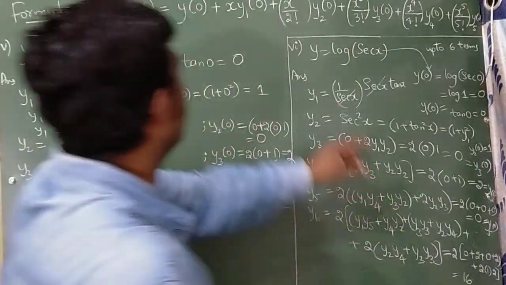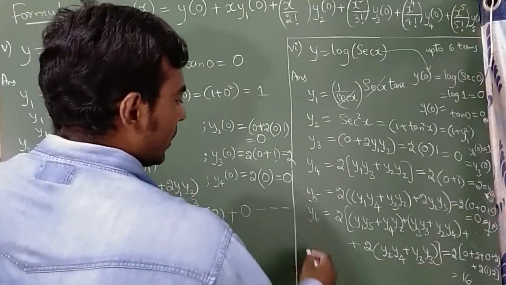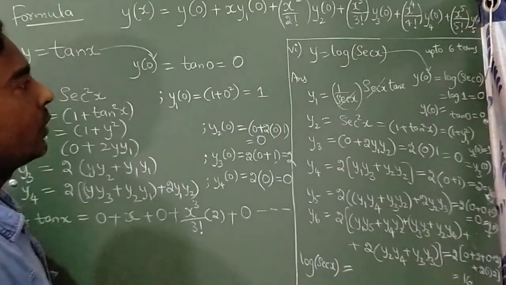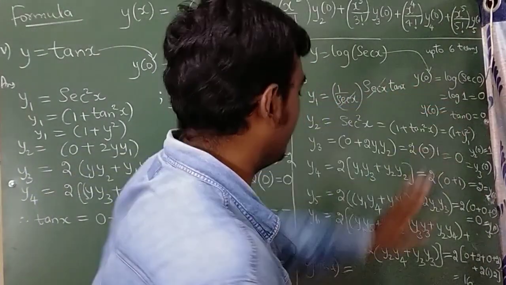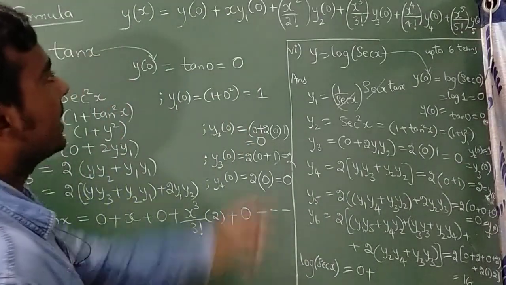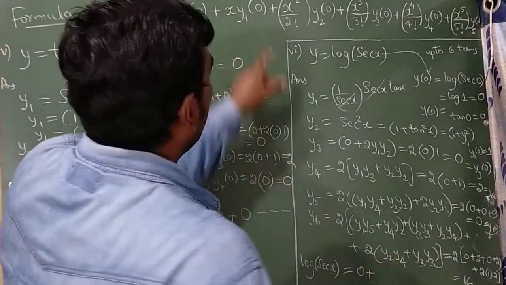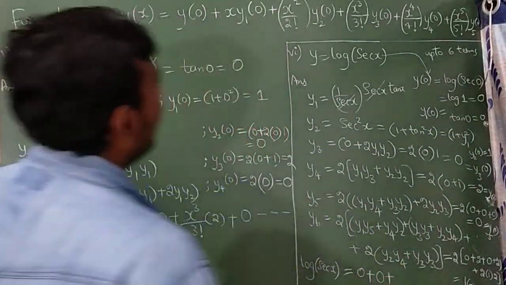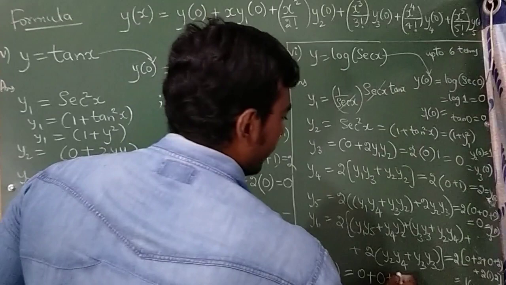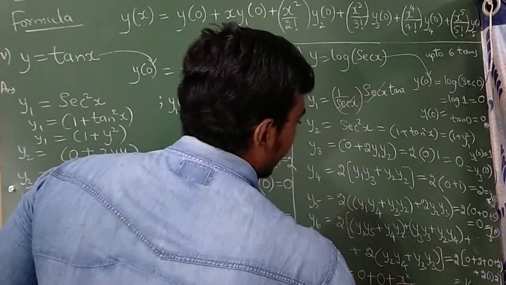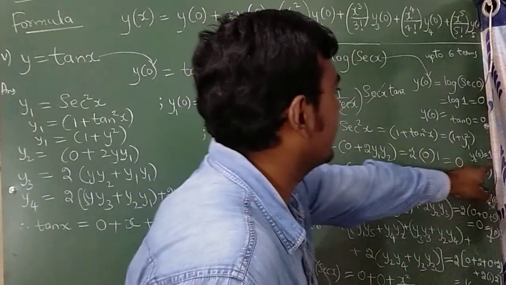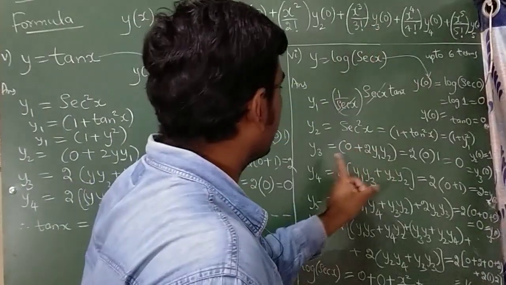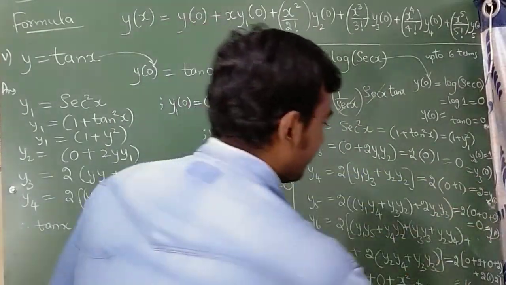Now substituting all these values in the formula. Fine. So what I'll write here? Log of secant x is equal to y naught of 0. y naught of 0 is, first I'll write 0 plus x. Okay. y1 of 0. What is y1 of 0? So that is also 0 plus x square divided by 2 factorial. Okay, fine. y2 of 0 is 1. So no need of writing that. Plus y3 of 0. y3 of 0 is 0.